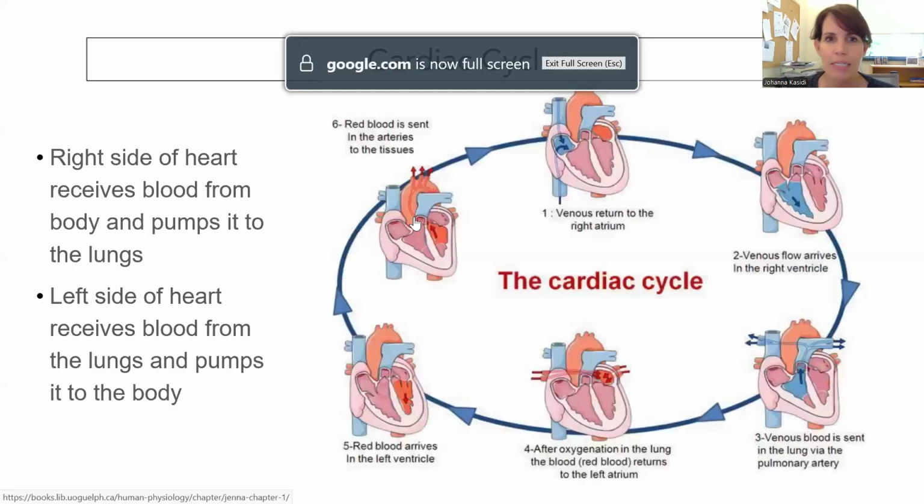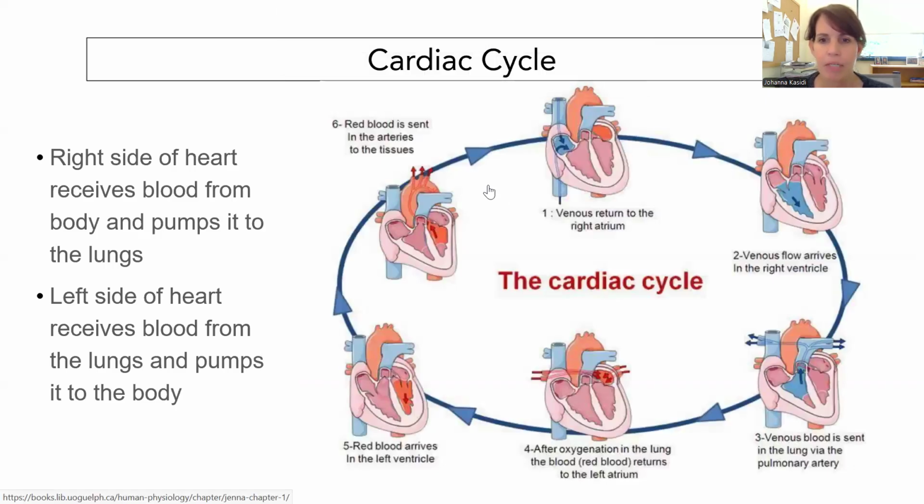Okay, so the first slide is just the movement of blood through the heart. It comes into the right atria, goes to the right ventricle, goes out into the lungs where gas exchange occurs, comes back into the left atria, and then into the left ventricle, and out the aorta to the body. That is the basic flow of blood.